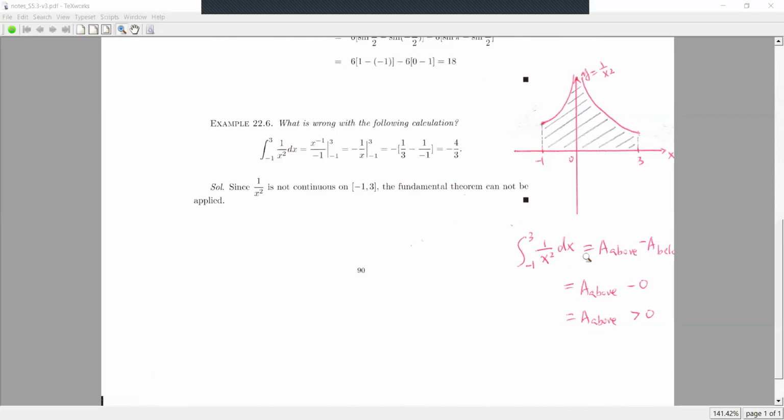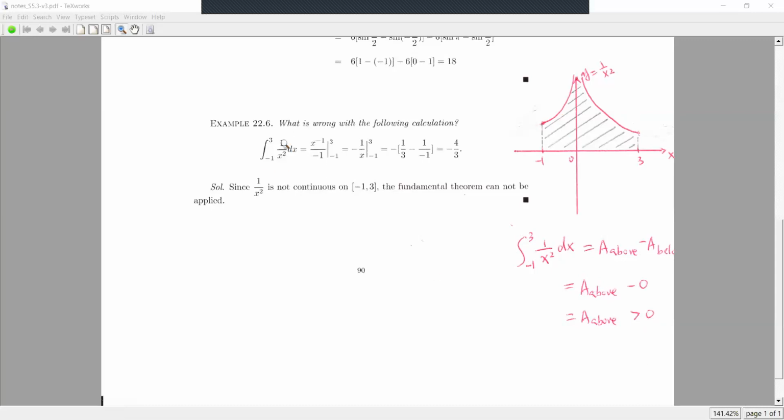This integral is the area of the shaded region above the x-axis minus the area of the shaded region below the x-axis. This region has no part below the x-axis, so A below is 0. So this integral is equal to only A above. A above, the area, is a positive number. Area cannot be negative. So graphically, we can see that this integral is a positive number.